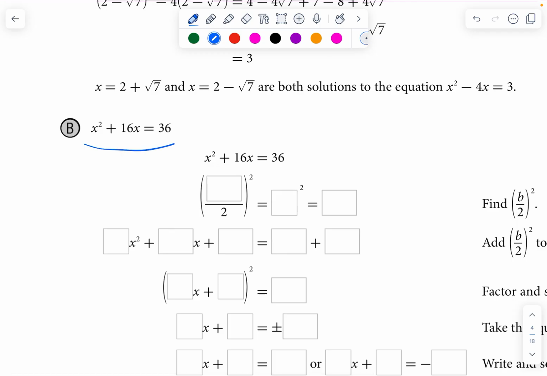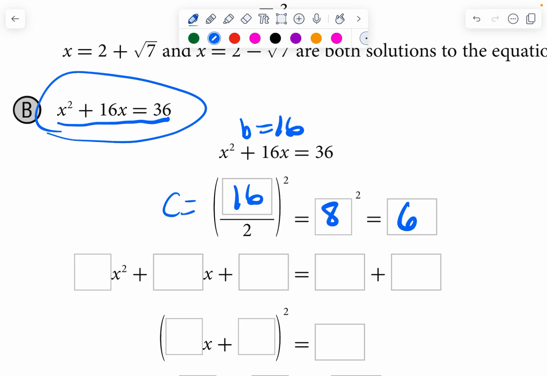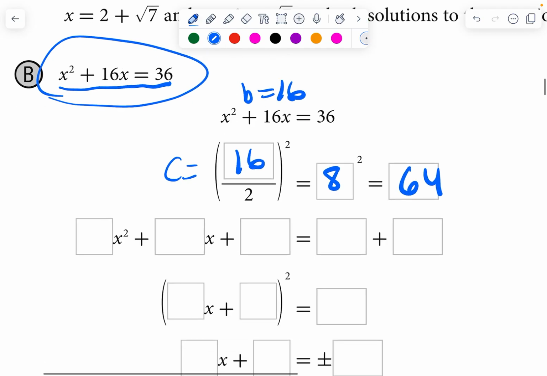So remember, here's our answer. We're missing our c term. So it says x squared plus 16x equals 36. So I need to find my c term. I have to take my middle term b, which is 16, and say 16 divided by 2 is going to give me 8. And then I have to square that to both sides. So 8 squared is going to give me 64. And then I'm going to write that on both sides. So I'm going to add 64 to the left, and I'm going to add 64 to the right.